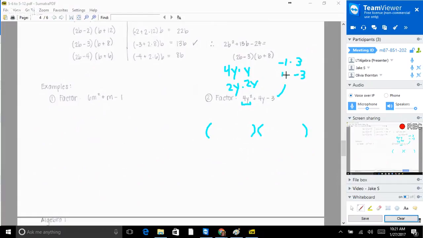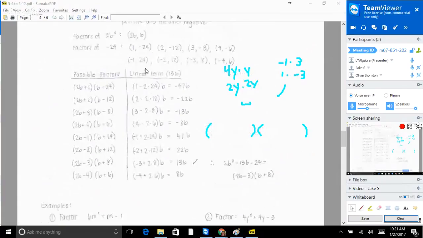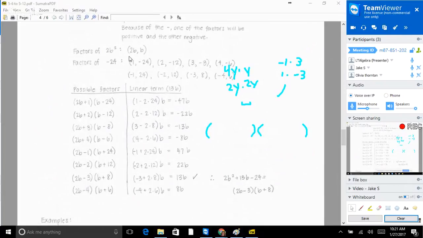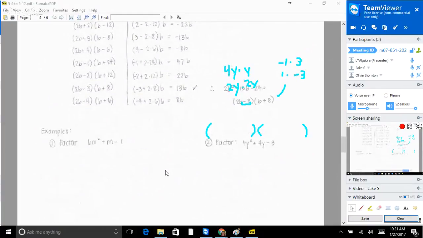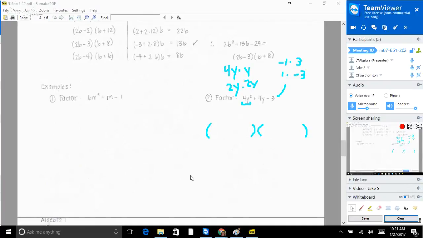Now, what your book does, I don't know if you looked in your book at all, but they write out this big chart. Let me see if it'll let me scroll up a little bit. I have an example here. They say, what are all the factors of the first and what are all the factors of the second? Then we'll make a chart and figure out which one works, which is fine if you're okay with that method. But I think that we can be a little bit smarter and not have to list every single one, and try to figure out what we think is probably going to give us our inside, outside, our middle term.